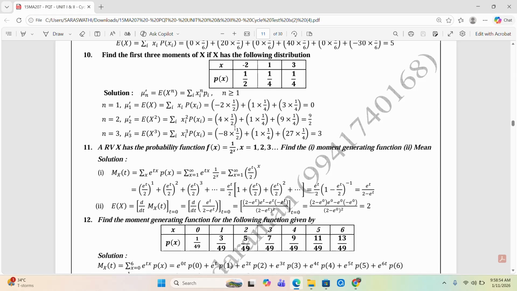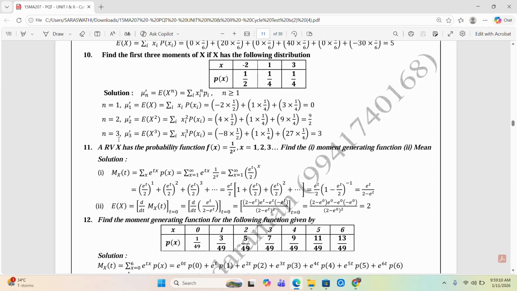So it is 4 into 1 by 2 plus, because of the summation, plus 1 square into 1 by 4. So 1 into 1 by 4 plus 3 square, so 9 into 1 by 4. So after simplifying, mu 2 dash is equal to 9 by 2.